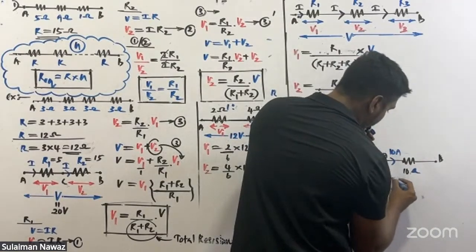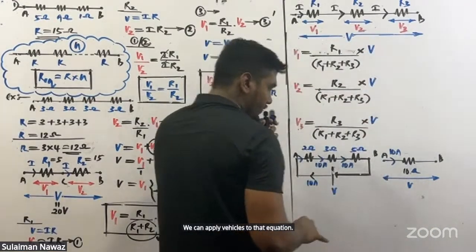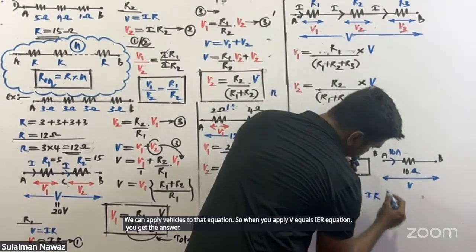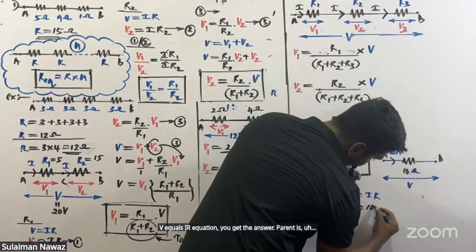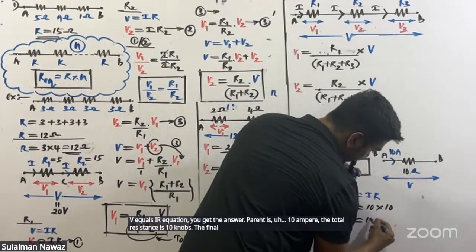Then you want to find the potential difference, capital V. We can apply the V equals IR equation. When you apply V equals IR, you get the answer. The current is 10 amperes and the total resistance is 10 ohms. The final answer is going to be 100 volts.